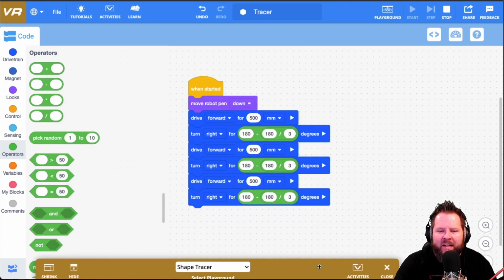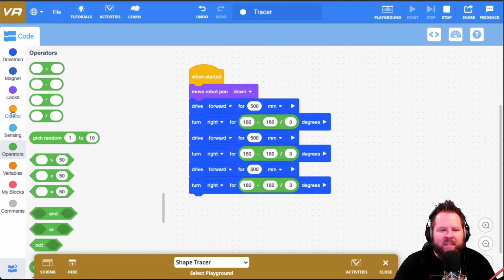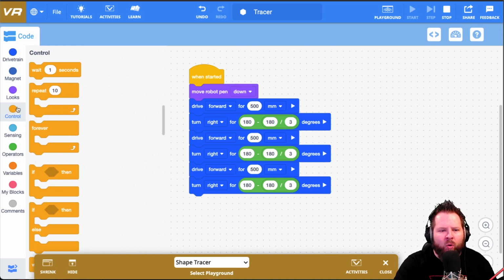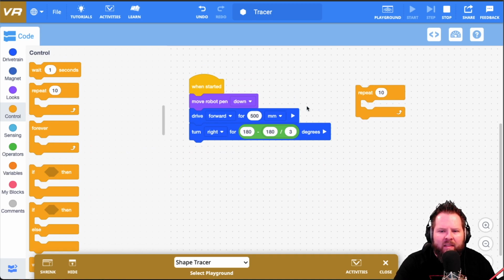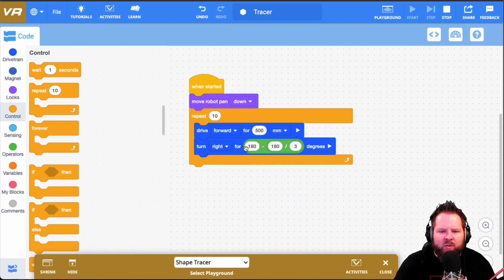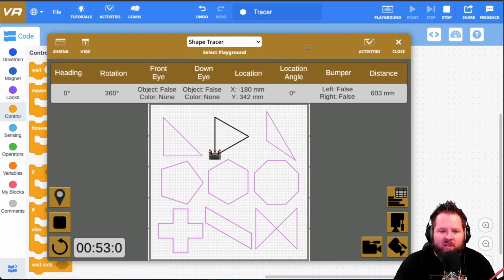Now, I can make this a little bit nicer, because anytime I'm doing the same thing over and over, I could use repeat. So I go under control, and then I'm going to grab this repeat here. Actually, I'm going to set it over to the side for a second. I'm going to get rid of all this duplicated stuff. I don't need that. And then I'm going to put this repeat over and put those drive forward and then turn. And I'm going to have it repeat just 3 times. So I'm going to drive forward for 500, turn, drive forward for 500, turn, drive forward for 500, turn, because it's going to repeat it 3 times. So I'm going to go ahead and reset and push play.